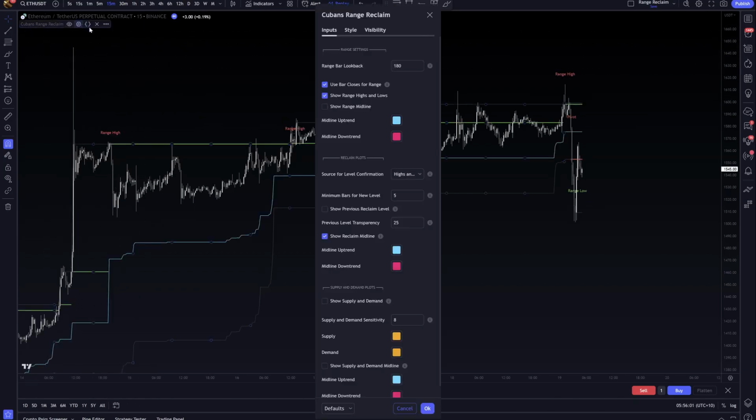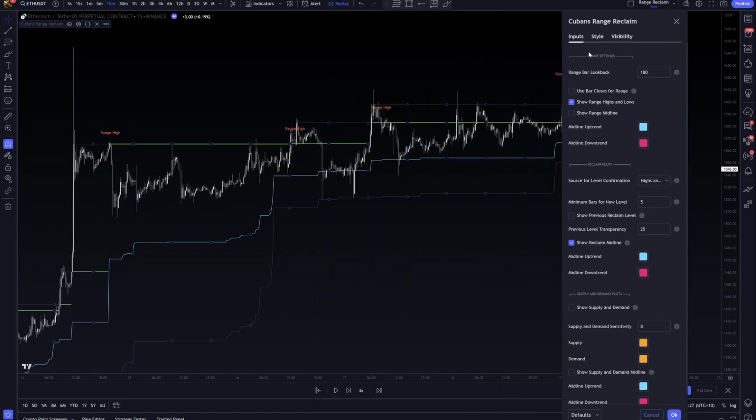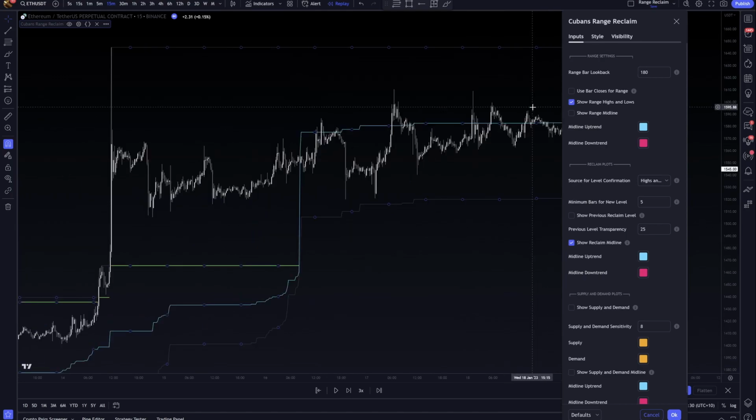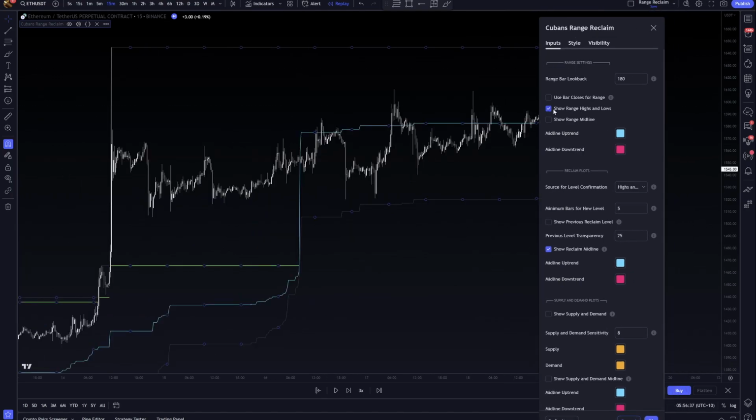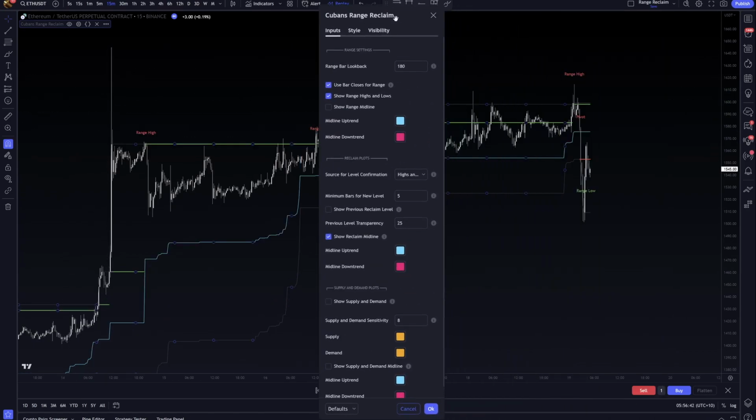I used the range reclaim indicator with a look back of 180. That ends up being on the 4-hour chart about a 30-day range. I find that a long look back helps to really judge when you have true deviations. Obviously, you can use this on low time frames as well, which I'm showing you here on the 15-minute chart. We're also using the bar closes for the range. Now you can untick that and use the highs, but then obviously a new set of rules applies, and I personally prefer to use bar closes when judging ranges.